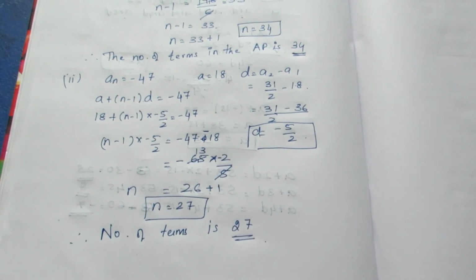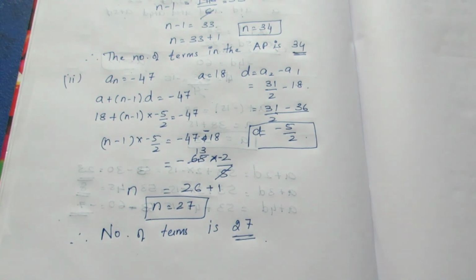Remember that n should not be negative, and n should not be a fraction. If I ask you how many members are there in your house, you can't say it is minus 4 or minus 5. It will always be a positive number. Any count will be a positive number. It can't be a fraction. You can't say 4.5 people are there in my house. So it will always be a whole number.